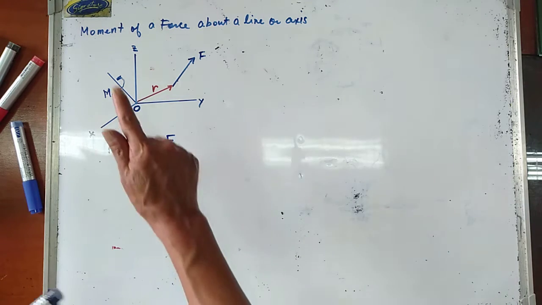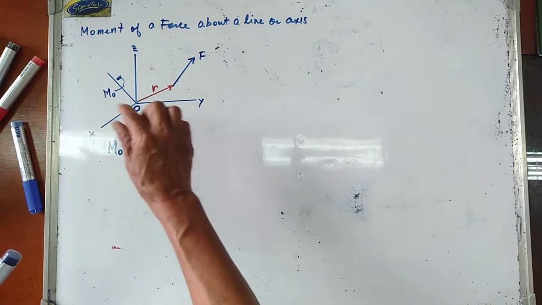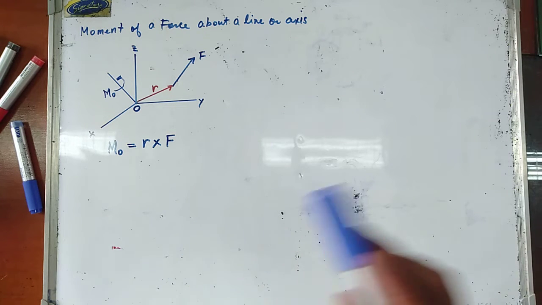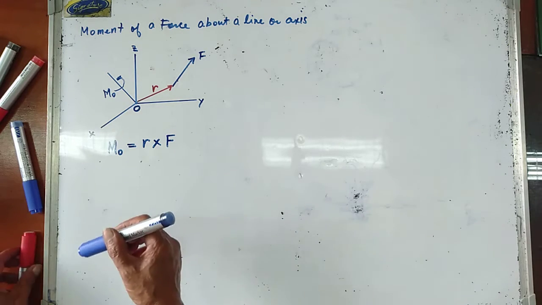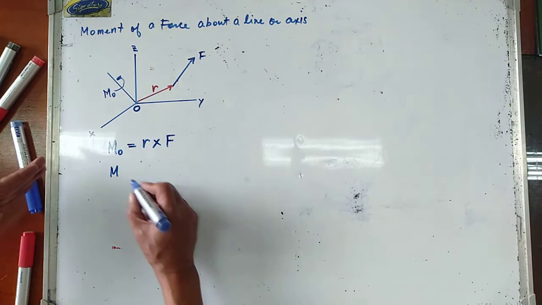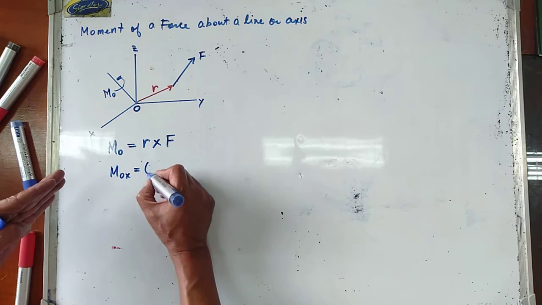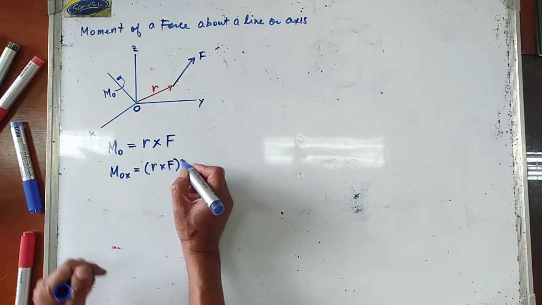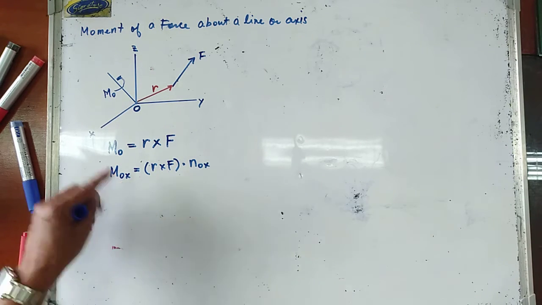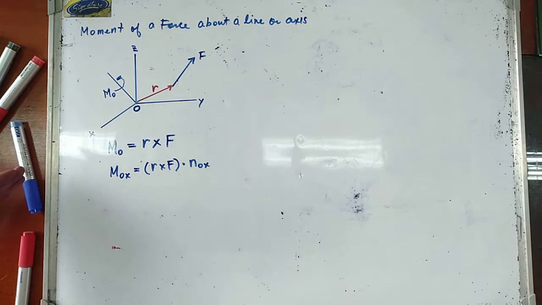So how are we going to determine the moment of this force about the X, the Y, and the Z axis? If you try to recall, the dot product is a way of determining the components of a force in any direction. So the moment of the force F in the direction OX is equal to R cross F dotted with a unit vector in the direction OX. Okay, so this is now the component of this moment about point O in the direction OX.